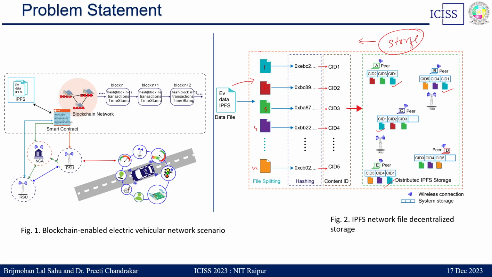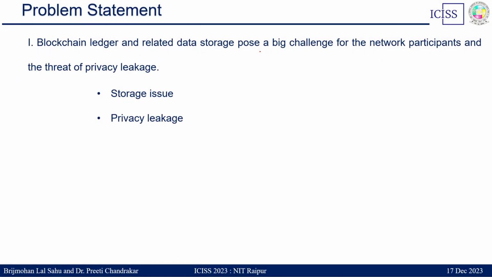So we thought about this problem and came up with a solution, and framed our problem statement, which is that the blockchain ledger and related data storage pose a big challenge for network participants, along with the threat of privacy leakage. The threat of privacy leakage exists because sometimes the data stored or sent by the electric vehicles contains sensitive information about the vehicle and the user. So there is a storage issue and a privacy issue.